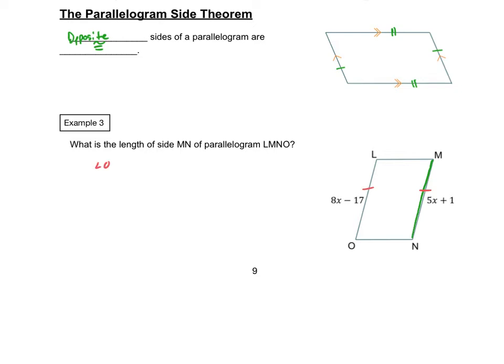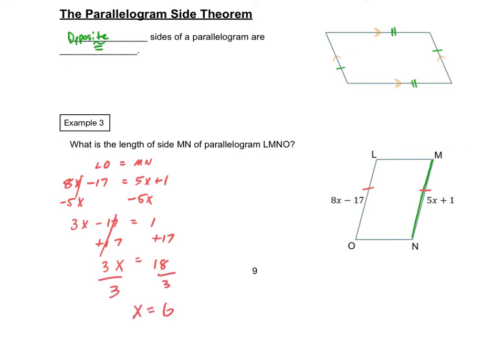Therefore, if LO is equal to MN, then LO, 8x minus 17, is equal to MN, which is 5x plus 1. I go ahead and subtract my 5x from both sides to do my inverse operations, combine like terms, and I have 3x minus 17 is equal to 1. Go ahead and add 17 to both sides. That becomes 0. I have 3x is equal to 18. Divide by the coefficient. x is equal to 6.